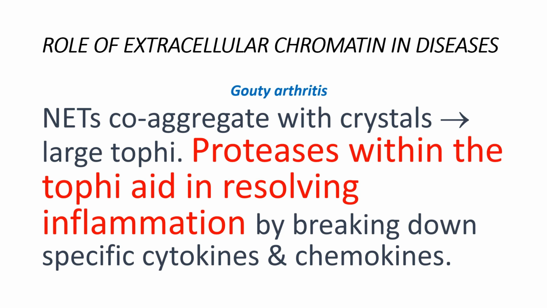Elevated neutrophil counts prevent the proper degradation of NETs by DNases. Consequently, the NETs co-aggregate with crystals, leading to the formation of large tophi. Once the initial pro-inflammatory response subsides, proteases within the tophi aid in resolving inflammation by breaking down specific cytokines and chemokines.